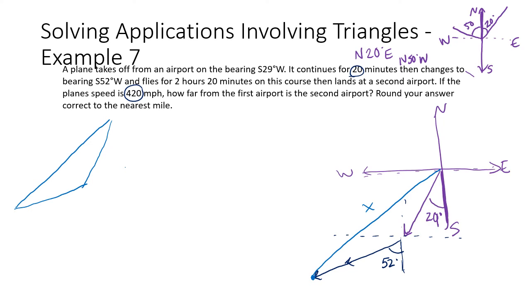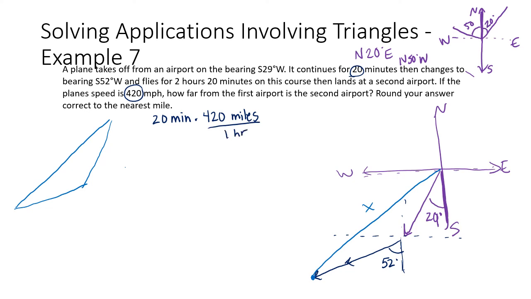So we can first figure out the 20 minutes. So I'm wanting to figure out what that length is going to be. It flew, so we want to figure out the length in terms of miles, not in terms of time. So for 20 minutes, it flew at a speed of 420 miles per hour.